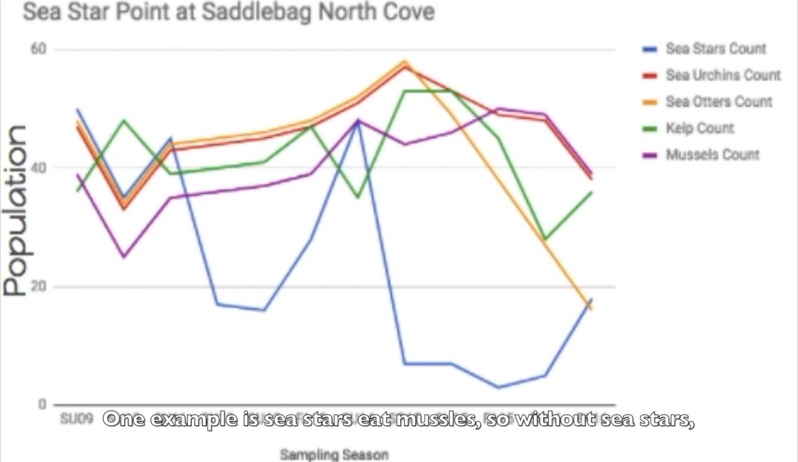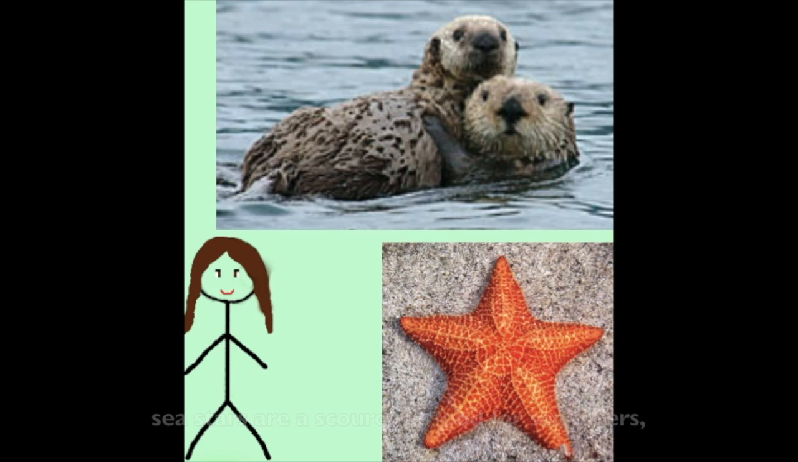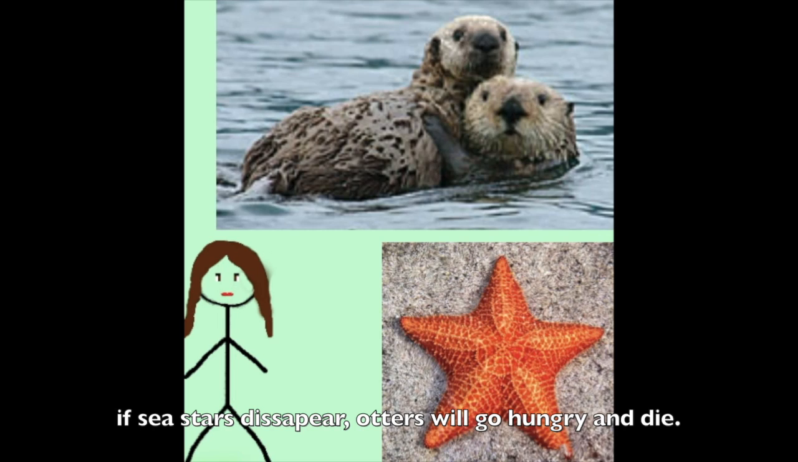One example is that sea stars eat mussels. Without the sea stars, the mussels will overtake the rest of the ecosystem, leaving it unbalanced. Also, sea stars are a source of food for sea otters. If the sea stars disappear, it will leave the sea otters with no food, which could also lower their population.